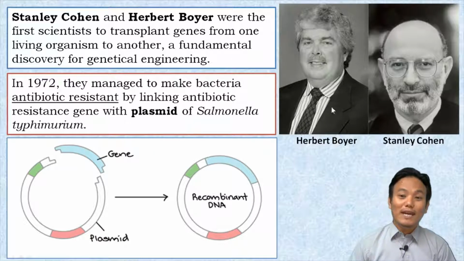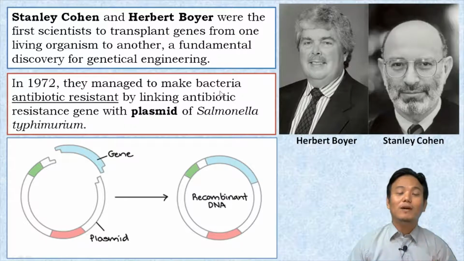In 1972, these two scientists managed to make bacteria antibiotic resistant. How did they do it? They made a bacteria antibiotic resistant by linking antibiotic resistant genes with the plasmid of Salmonella typhimurium. We will try to understand more about plasmids later on. What they did was take a plasmid from Salmonella typhimurium and insert the gene responsible for making a bacteria antibiotic resistant. They attached this plasmid with the gene and created the first recombinant DNA.